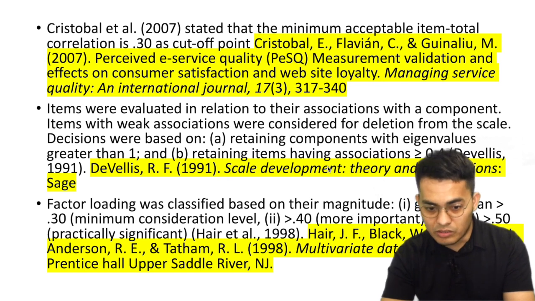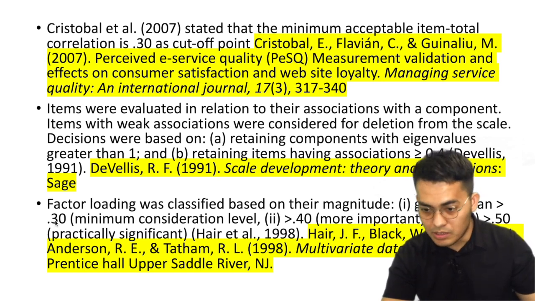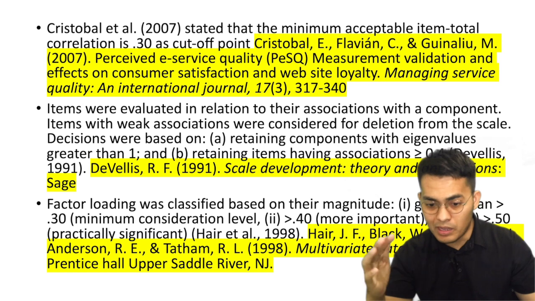So you can see the literature support here. And the factor loading is classified based on its magnitude. So here, if you want to choose 0.3, it's okay, it's the minimum consideration level. If you choose 0.40, it is more important. But if you choose more than 0.50, it is practically significant. So the higher, the better. But there are actually many considerations. If you have so many items, you can choose 0.50.